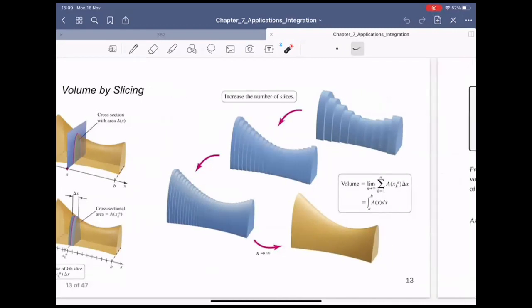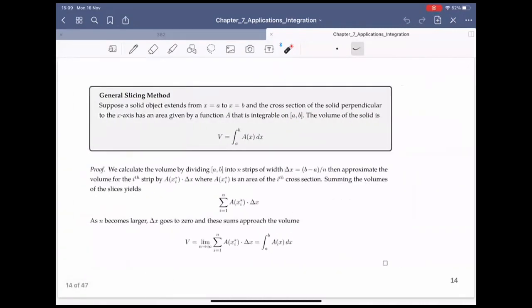When it comes to the real problem, we're going to call this the general slicing method. You're going to be given the solid, and you need to find the cross-sectional area A(x). I call the function A my cross-sectional area.